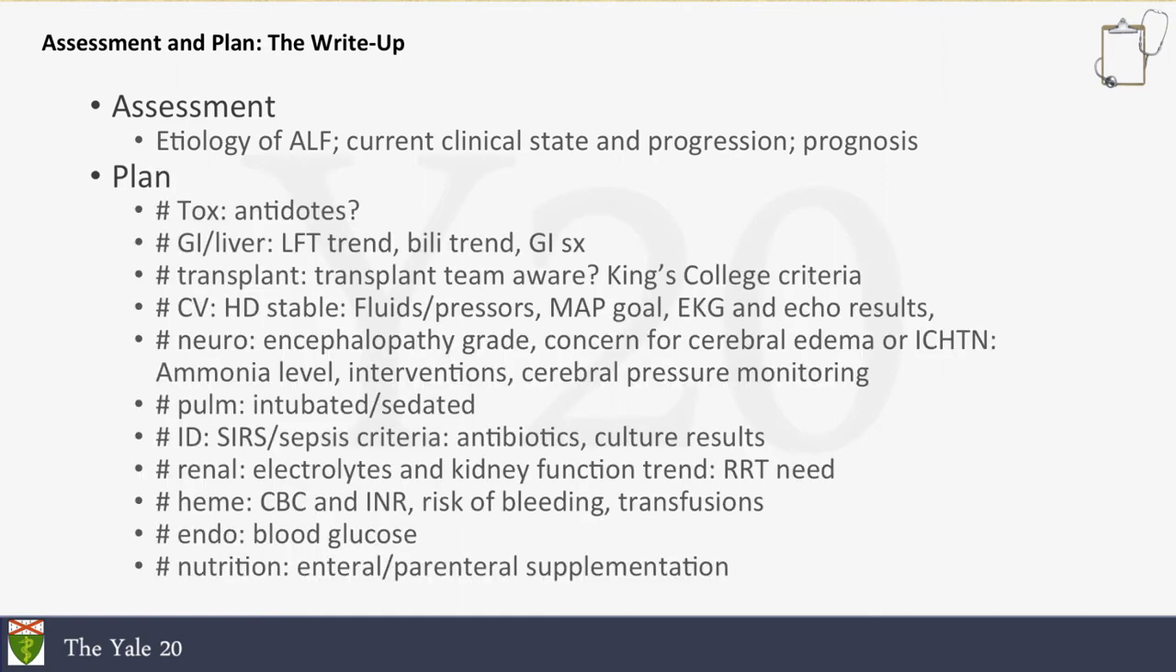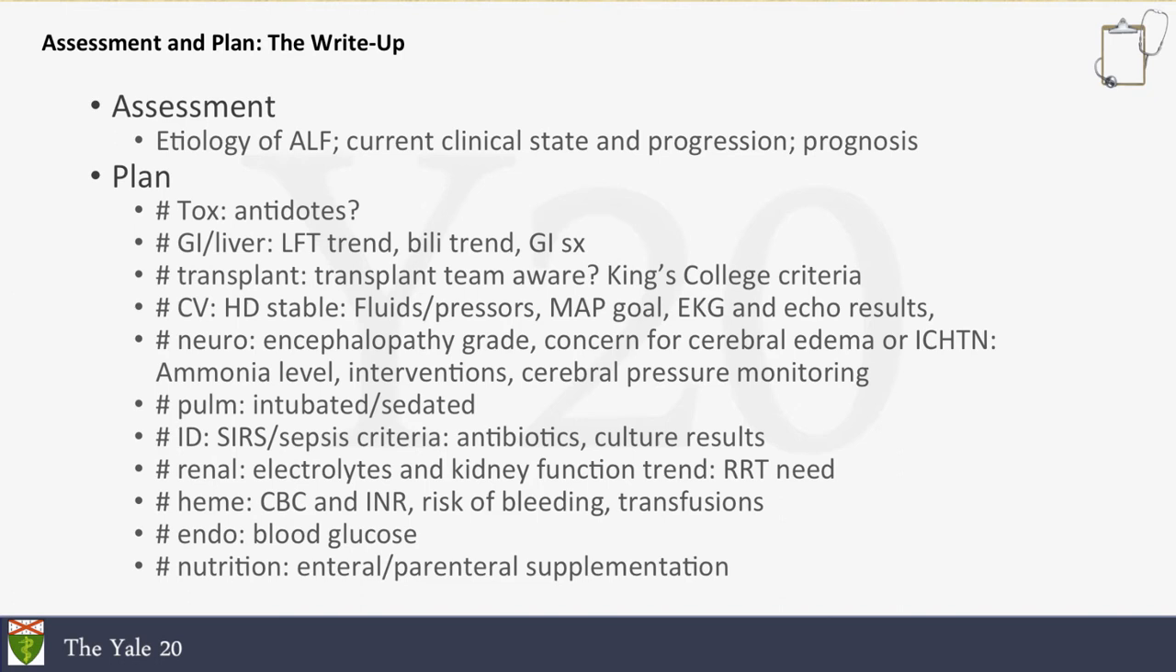In our plan, if the underlying reason is drug toxicity or mushroom poisoning, this should be at the top. We should talk about what agent, such as NAC, is being given. Starting with the GI system, we want to talk about liver function tests, severity of elevation and trend of aminotransferases and bilirubin, symptoms such as abdominal pain, nausea, vomiting. We should always have a transplant section to document that we contacted the transplant team and their recommendations. It would be appropriate to include King's College criteria here to support our plan.